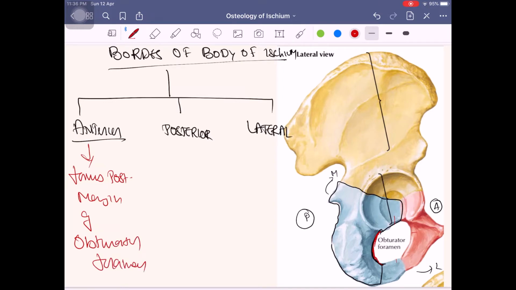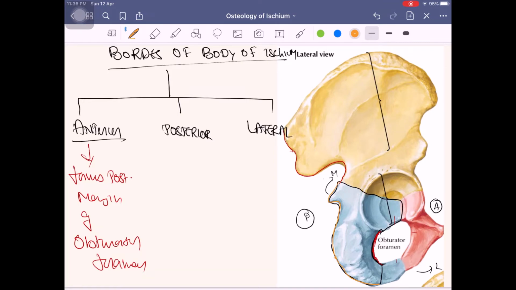Now the posterior border, if you look at it, it is the continuation of the posterior border of the ilium. So in this picture, if you remember, I told you in the live class, this is the posterior border of your ilium, which is ending here. Now below this, whatever is starting, this one is our posterior border, all this till it is meeting with the ramus. This orange line is our posterior border. So this is a posterior border.